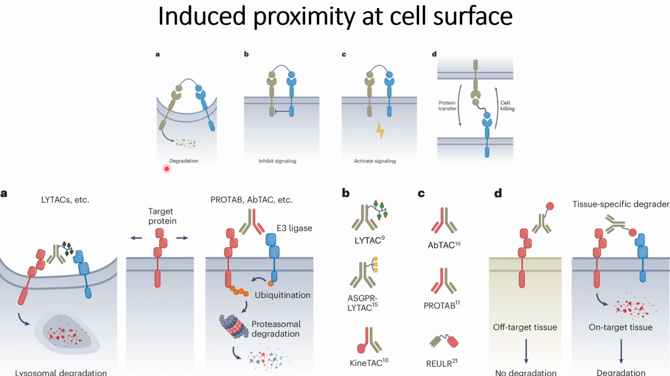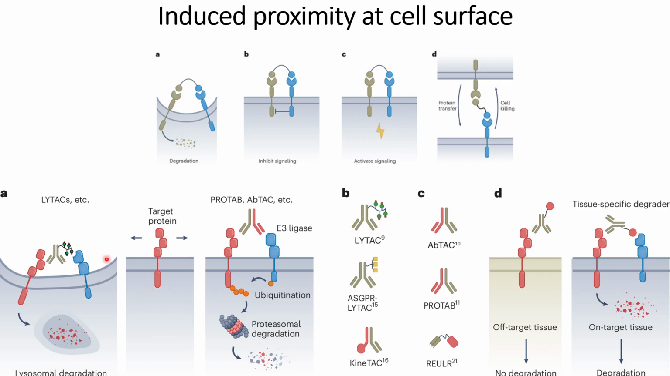Some slightly more detailed information is shown in the bottom figure. So the first figure shows the example of lysosomal degradation. How this degradation occurs is shown in panel A on the top figure: the receptors take the proteins into the lysosomes for degradation, and this can be done for the target proteins.